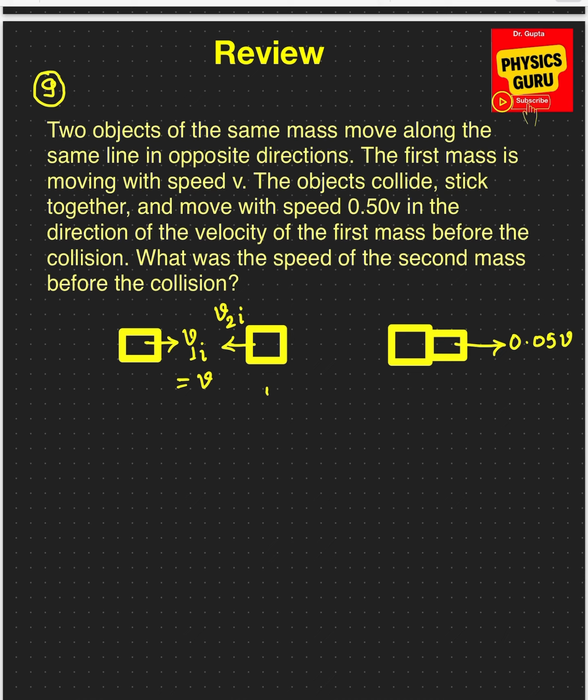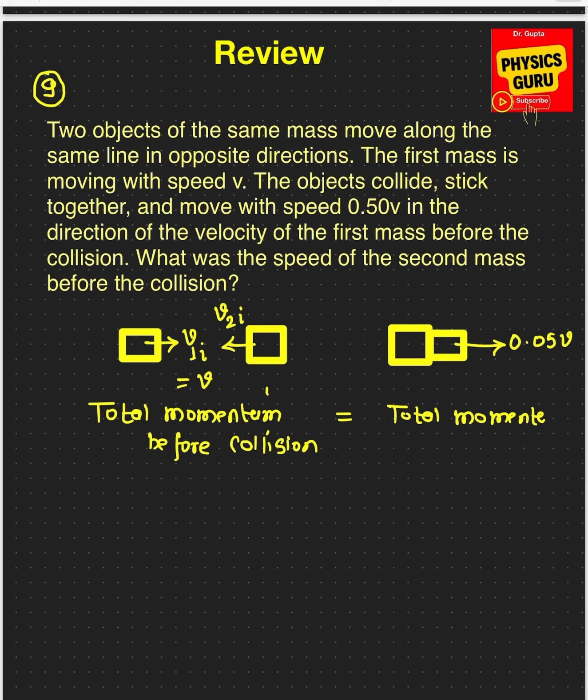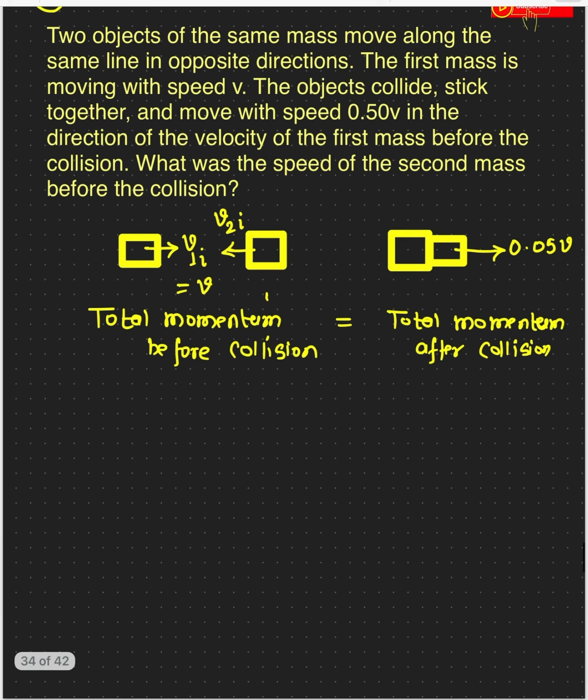So total momentum before collision is equal to total momentum after collision. That's the equation you have to write down. And what is the total momentum? By definition, the momentum of this object is mass times velocity, so m times v.